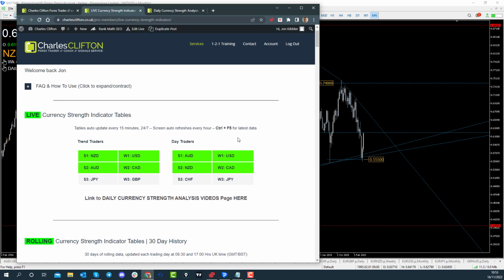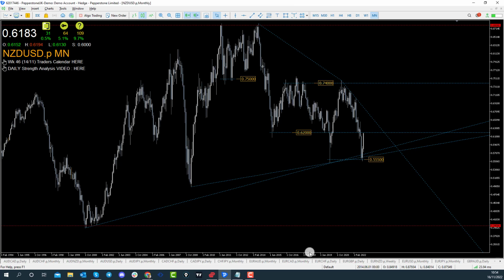So we're going to jump into Kiwi US dollar. Basically, what we want to know is, is the momentum going to continue, or are we at a point where maybe we should hold off slightly? So let's jump into Kiwi dollar. You can see that I've mapped out some areas of interest.